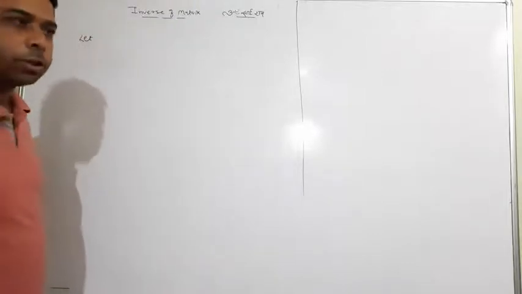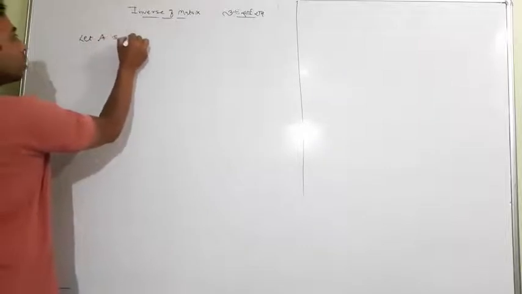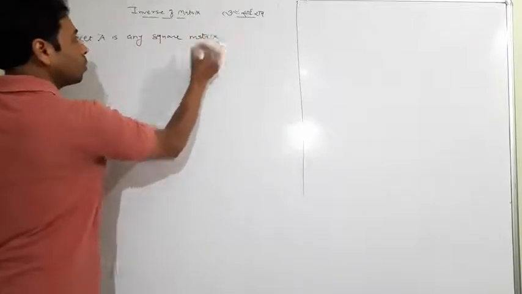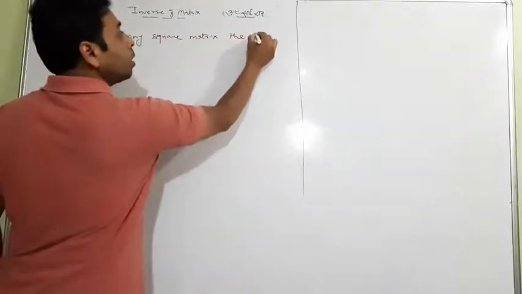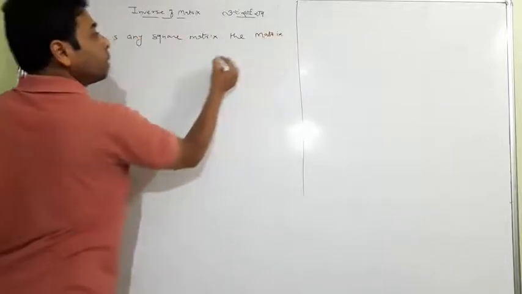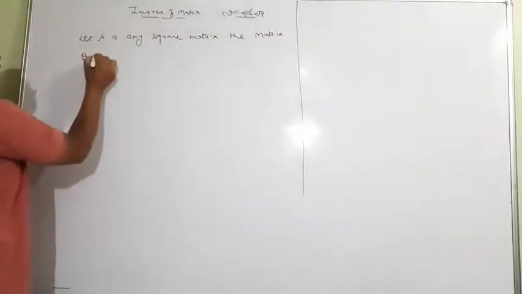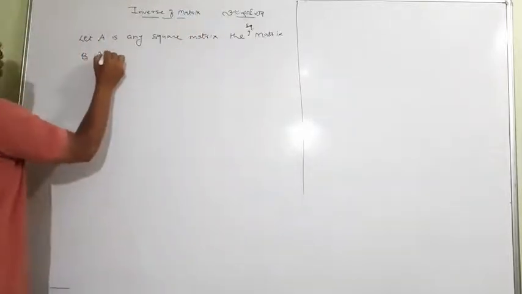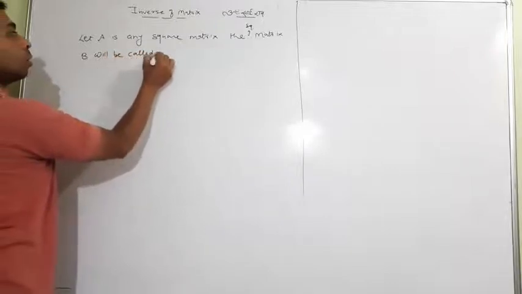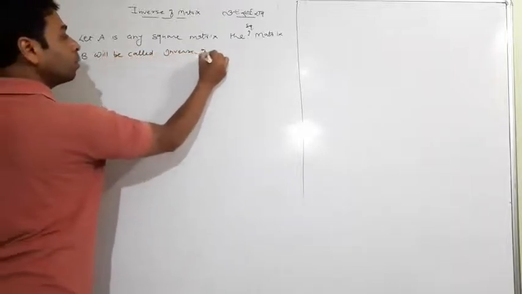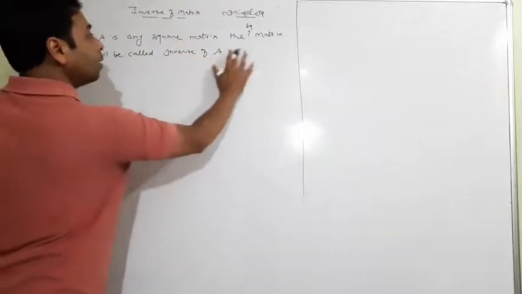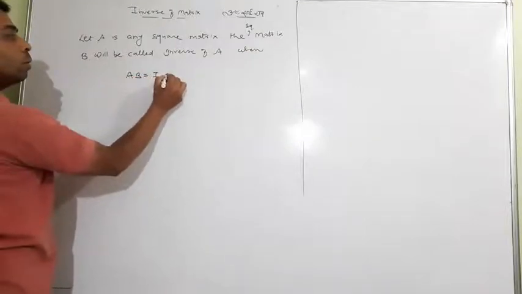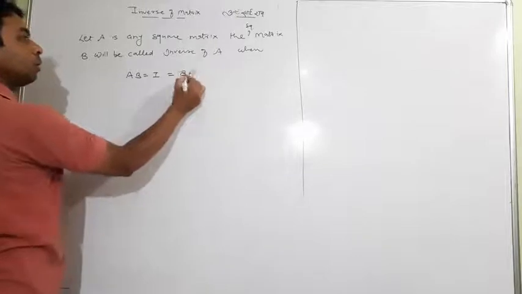How can we create the definition? Let A be any square matrix. Then another matrix, look properly, B, another square matrix B, will be called the inverse of A if you can find that AB is equal to I or BA is equal to I.